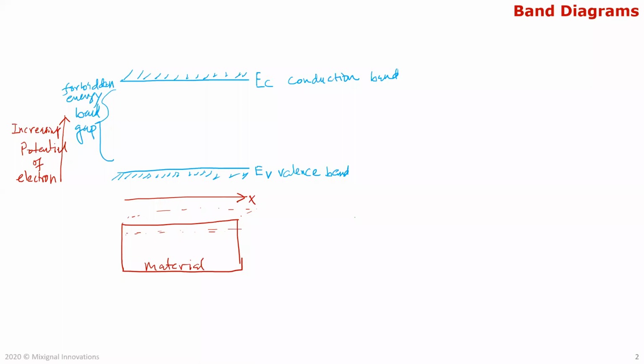So if this material needs to conduct, then an electron needs to be in the conduction band. Okay, so your electron has to have enough energy to reside in the conduction band for it to conduct.